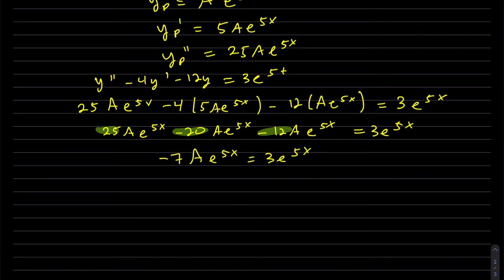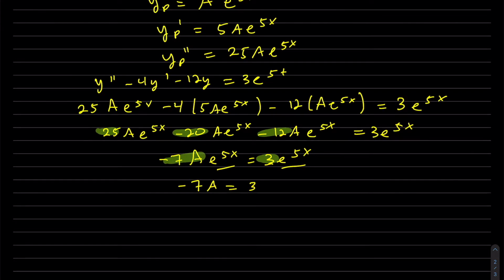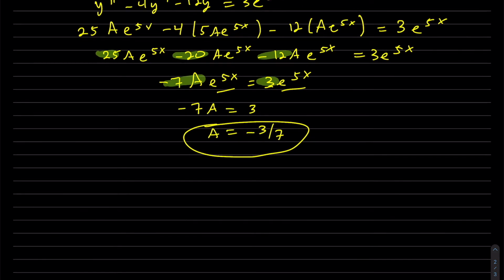So looking at both sides, we have e to the 5x on the left, e to the 5x on the right. So therefore, this must equal to 3. So write that out, minus 7a equals 3. Solve for a, because then we have our answer for our solution. So now we have our yp. Our yp is minus 3/7 instead of a, e to the 5x.